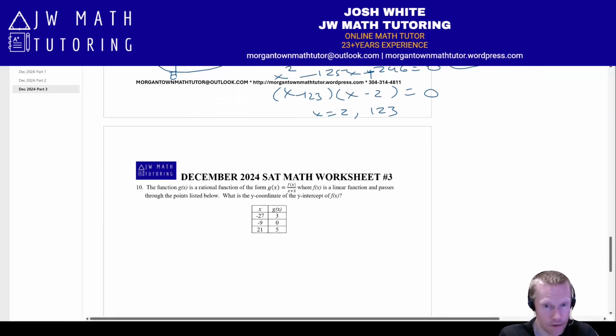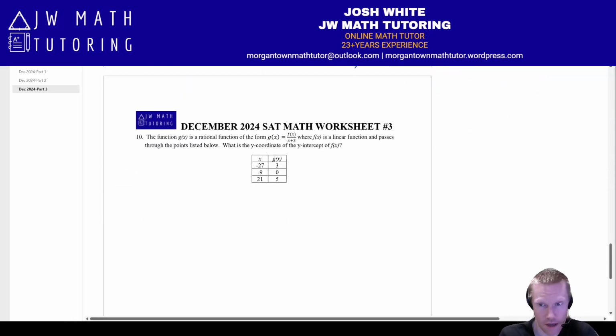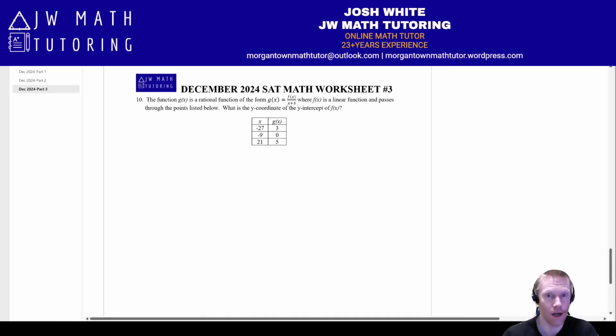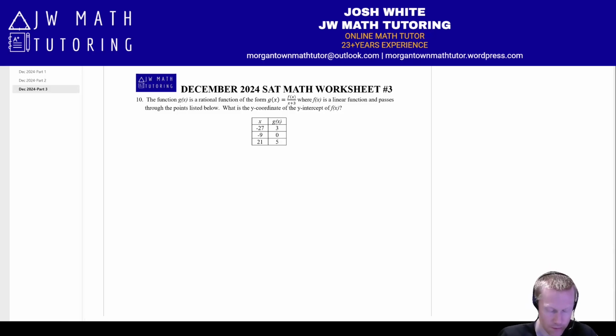So let's move on now to the very last problem, number 10, top of the last page. This is a repeat problem. This is actually basically a carbon copy of one of the problems from the Blue Book practice tests. But still going to go through it because people reported on the test and show you how to do it.